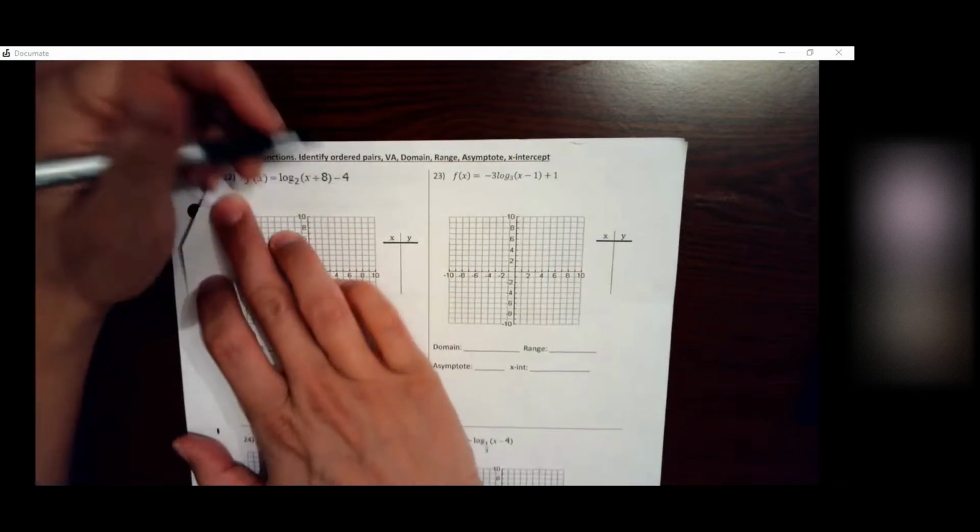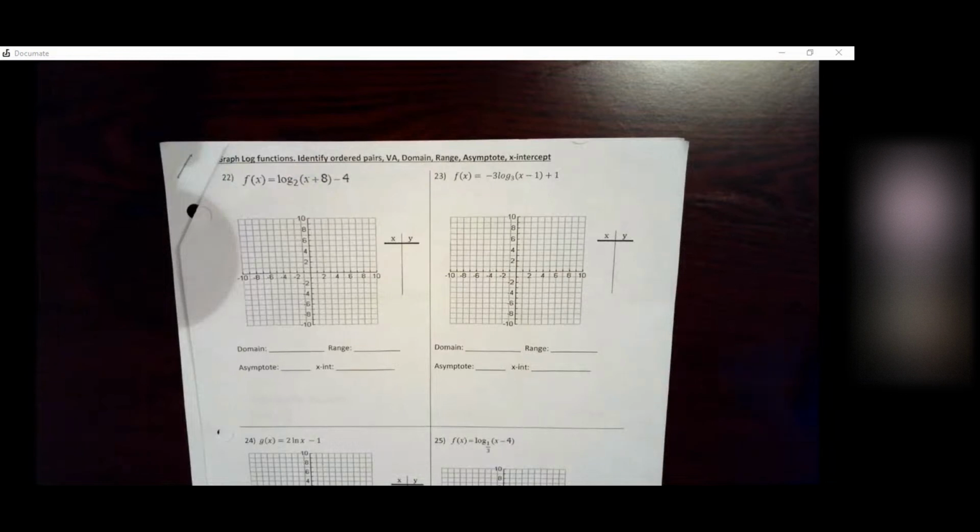All right, on to graphing. Okay. So this shifts left by 8. Yeah.